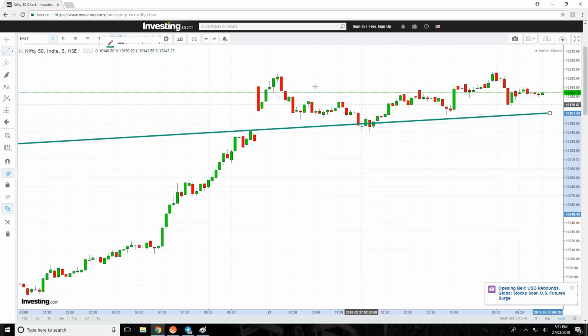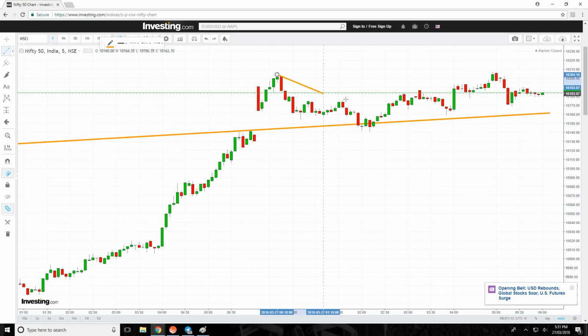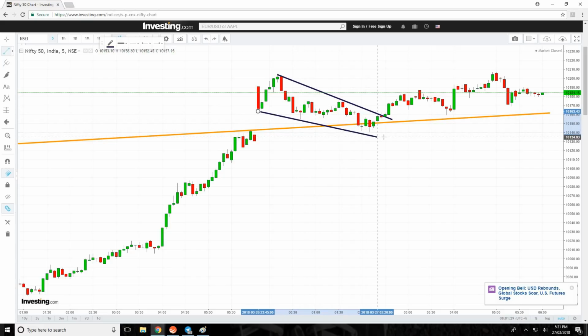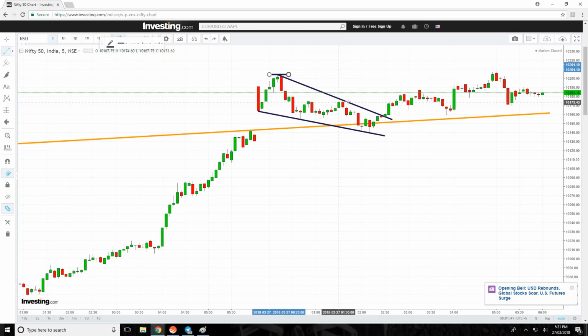Now one more thing I see here is, maybe I can change the color. Never mind. I can change this color, let's just make it black, and I'm going to connect these points. I hope you saw how I connected these. This was our swing high here, then this was a recent swing high. So I connected these 2 points and I got this trend line.